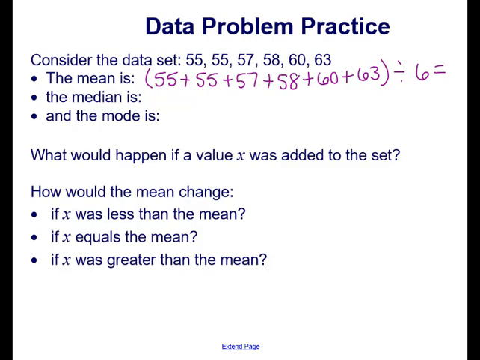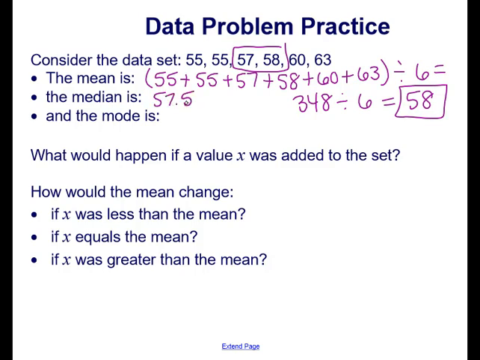So that is going to give us 348 divided by 6, which is equal to 58. So our mean is 58 for this set of data. The median is the middle term when the numbers are written in numerical order from least to greatest, which they are. However, there's an even amount of data points. There's 6, so we have to do the mean between 57 and 58, which is going to be 57 plus 58 divided by 2, which is 57.5.